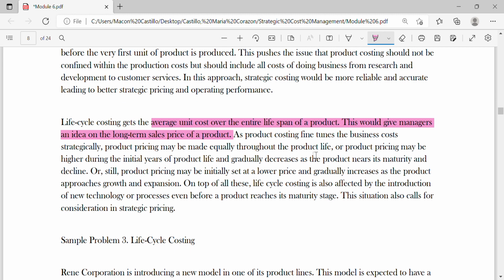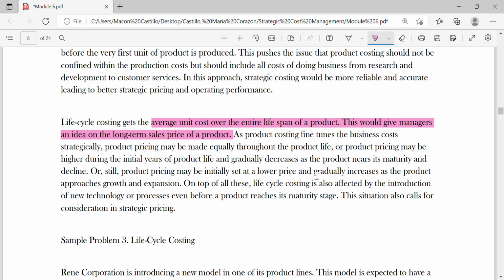Certain decisions like, you can come up with a pricing that is equal throughout the product life cycle, or pricing that is higher during the initial years and gradually decreases as the product nears its maturity and decline. Or you can start it initially at a lower price and then gradually increase it as the product approaches growth and expansion.